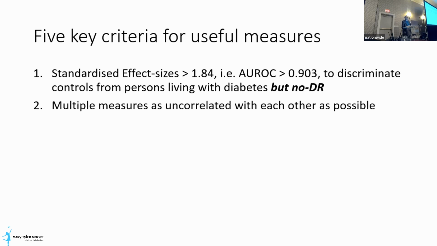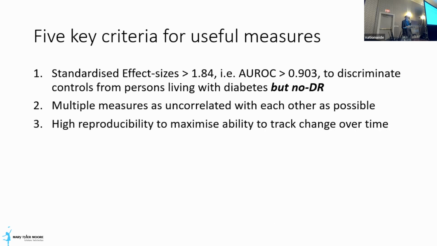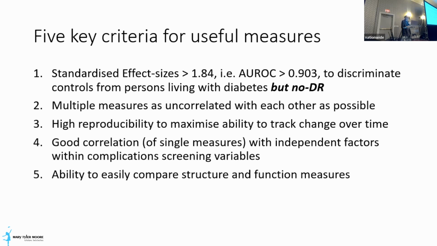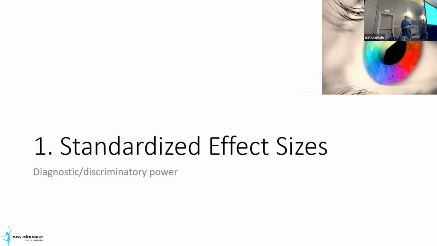Multiple measures should be as uncorrelated with each other as possible, but correlated with the disease. We'll come back to that. High reproducibility to maximize the ability to track change over time. Good correlation of single measures with independent factors that occur within our complication screening variables, and ability to easily compare structure and function measures. This is something that's evolved over time. Okay, I'm going to spend the most time on this, standardized effect sizes.